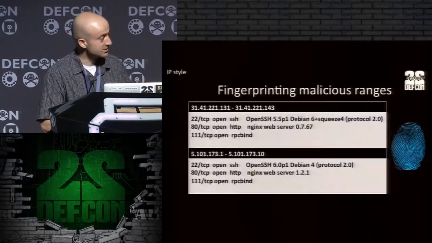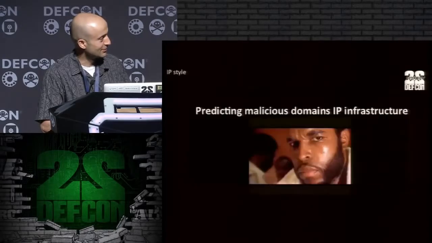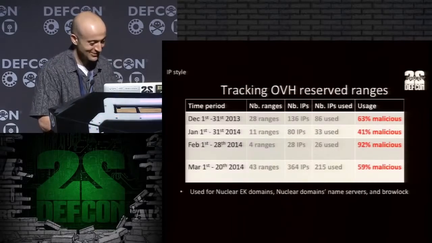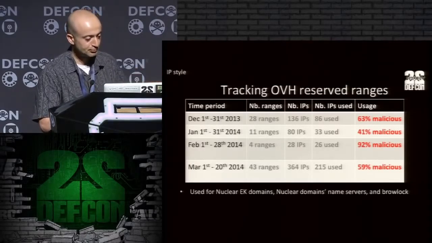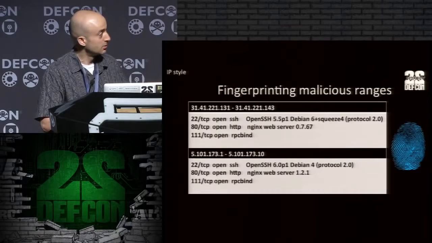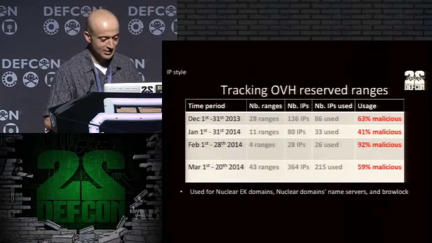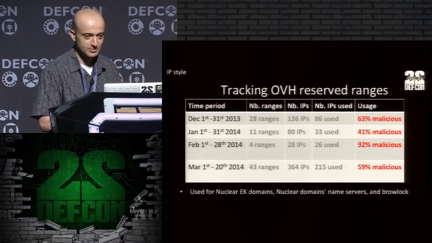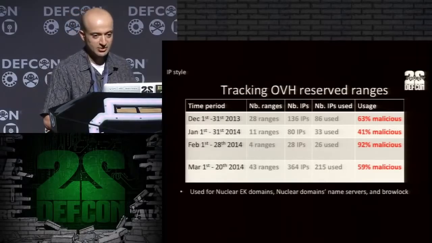So let's look at this case here. Okay, stop there. So we looked at these reserved IP ranges over time, and we see that they reserve 28 ranges in December, and within them 136 IPs, 86 are being used, and 63% of them are malicious. And you see the trend growing. Like in February it was 92% maliciousness.